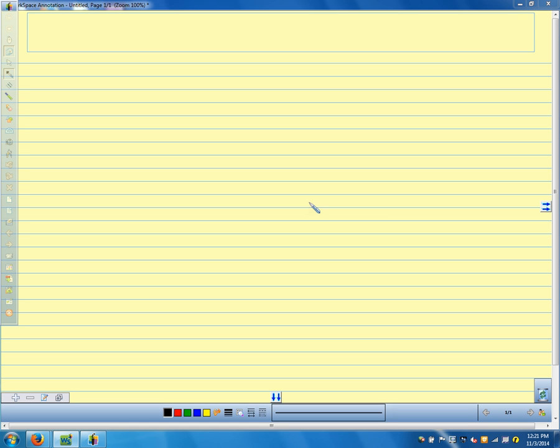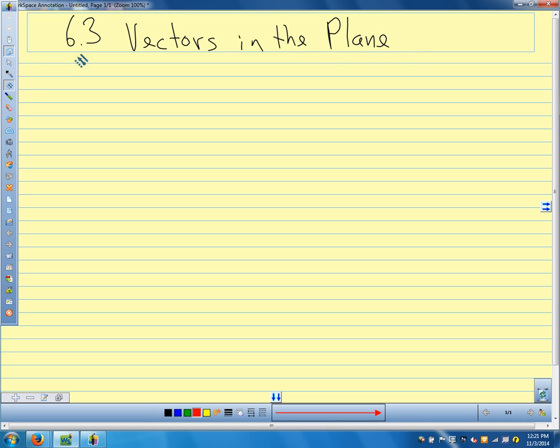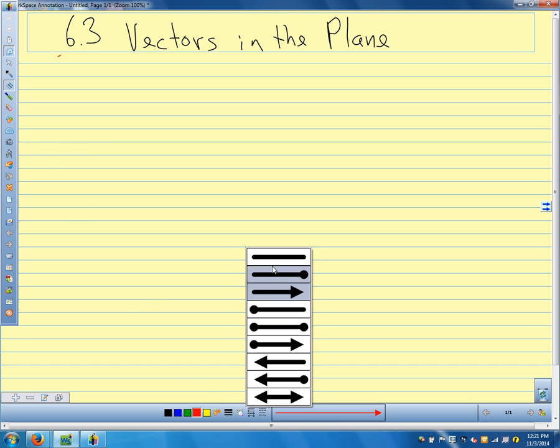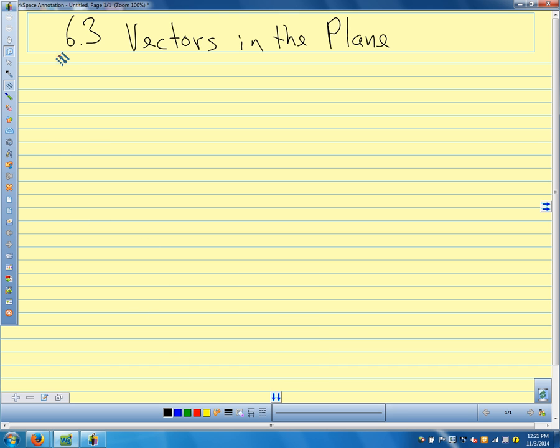Some people say that math people do vectors differently than science people. It's not really different. All right, so 6.3. And we're talking about everything in chapter 6, in the plane. Next semester we'll talk about 3D vectors, so vectors in space. But right now we're in the plane.